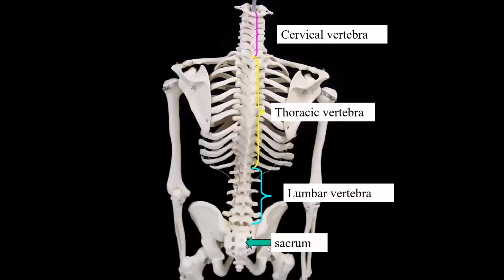Okay, so there's the sacrum, and down here is the coccyx right there. And again, the coccyx, the tailbone, it doesn't do a whole lot for us, but it is a point of attachment for some of our pelvic muscles.